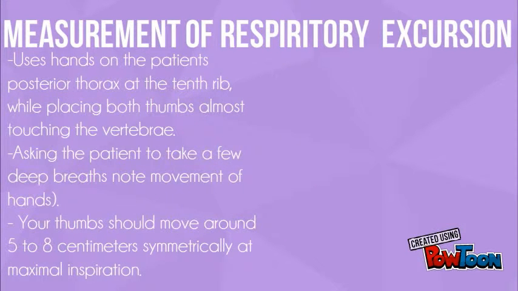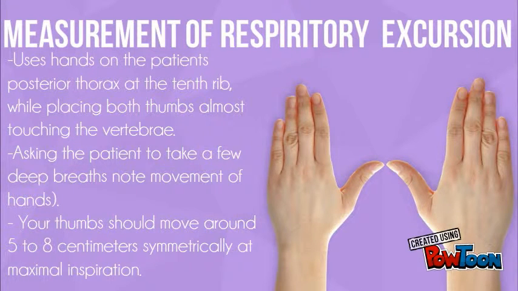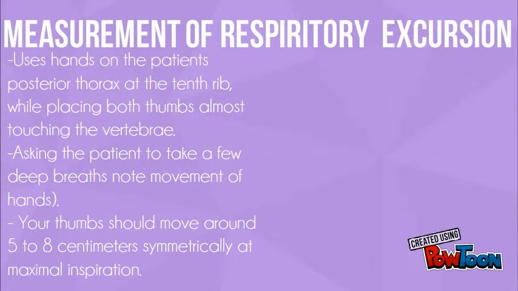Measurement of respiratory excursion is done by placing your hands on the patient's posterior thorax at the 10th rib, with both thumbs almost touching the vertebrae. Ask the patient to take a few deep breaths while noting the movement of your hands. Your thumbs should move about 5 to 8 centimeters symmetrically at maximal inspiration.